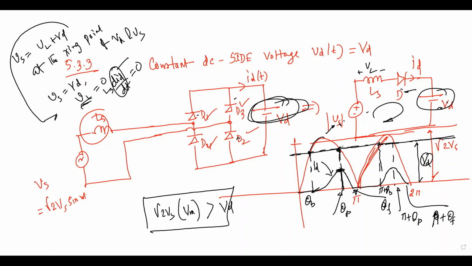Now our target is to find out the expressions of theta b, theta p, and also theta f, and we want to find out the expression of ID, and also we can find out the average value of the ID. That is our target. Okay, let us try to find it out.